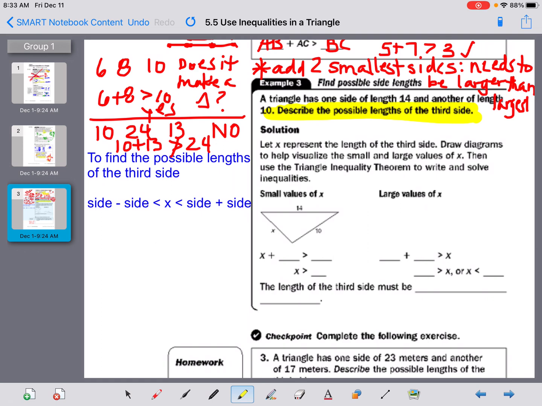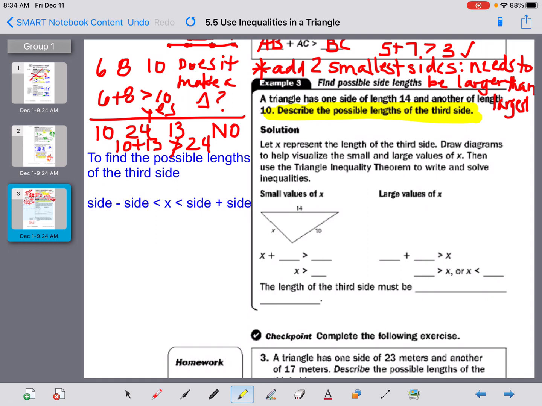But here's the trick on this question. We don't know if 10 is the smallest side, if 14 is the largest side, and what that third side is, if it's in the middle or if maybe it's smaller than the other two. Maybe it's bigger than both of them. We don't even know if it's the smallest, the medium, or the largest side. So we're kind of left out, like, what do we do?